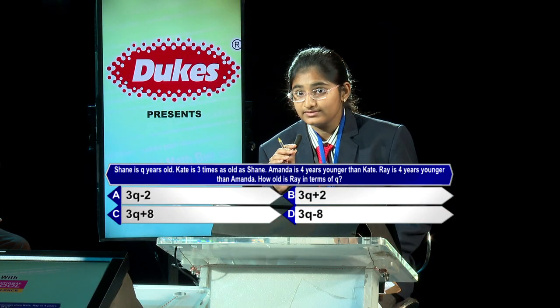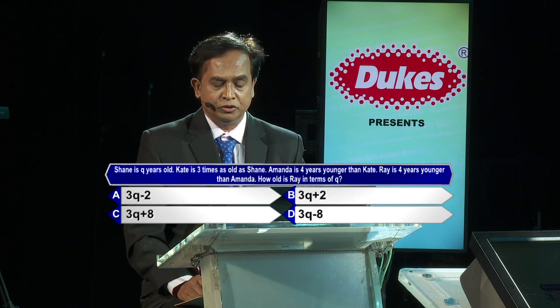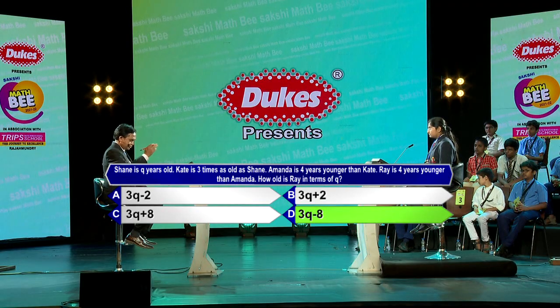3Q minus 8. Kindly lock option D, 3Q minus 8. Brilliant. 3Q minus 8 is the correct answer. Well done.